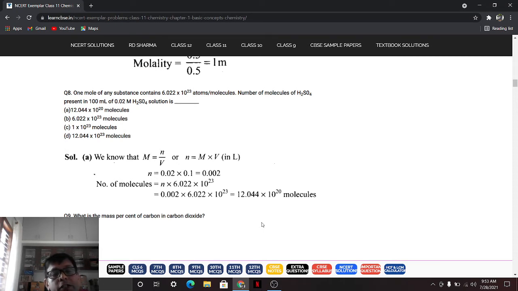Number of molecules is equal to n multiplied by Avogadro number, that is equal to 0.002 into Avogadro number 6.022 into 10 to the power of 23. When you multiply that, you get 12.044 into 10 to the power of 20 molecules.